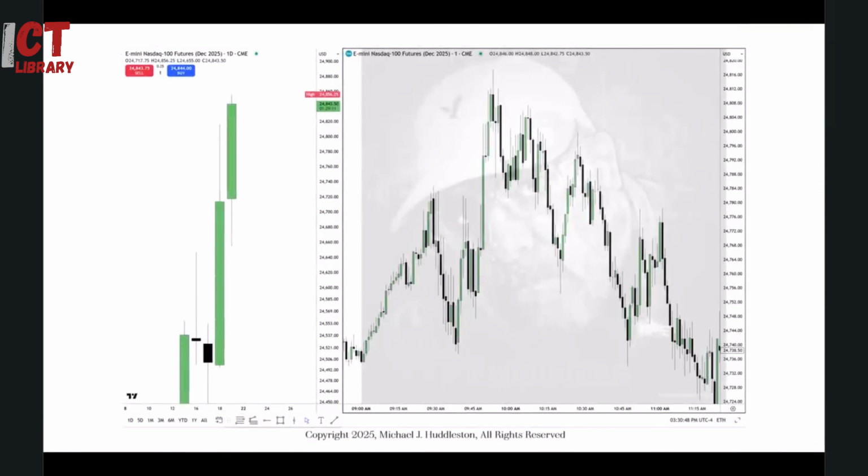Right. So we have the NASDAQ daily chart on the left-hand side. And obviously it just keeps powering higher, as I indicated this week it would. The right-hand side is a 1-minute chart of NASDAQ. Again, this is the December contract for 2025, NASDAQ E-mini, not the micro, it's the mini.